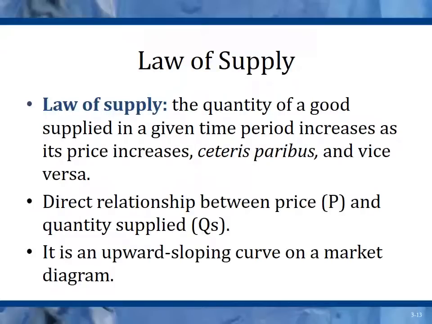The law of supply: the quantity of a good supplied in a given time period increases as its price increases, and vice versa. So there's a direct relationship between price and the quantity supplied. This can be a little counterintuitive at first. The way to think of it is the quantity supplied of, let's say, hamburgers, to shift a little from cheeseburgers. The quantity supplied for hamburgers increases as its price increases.